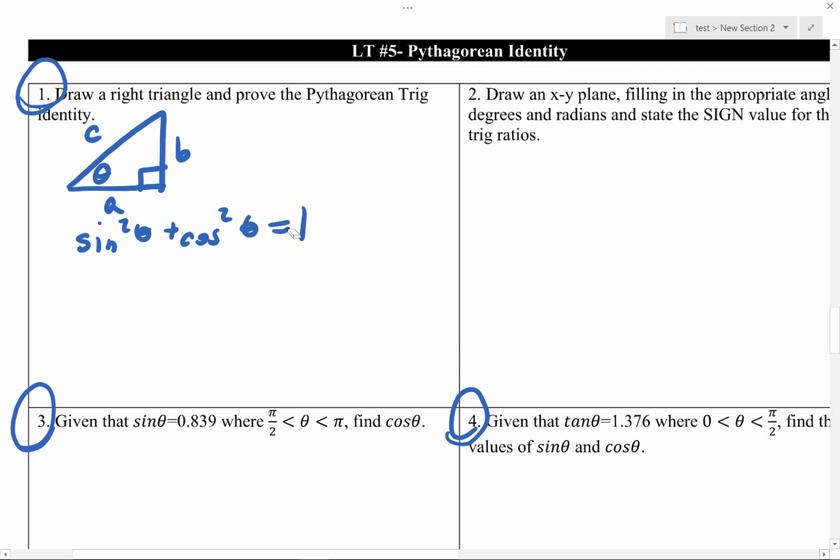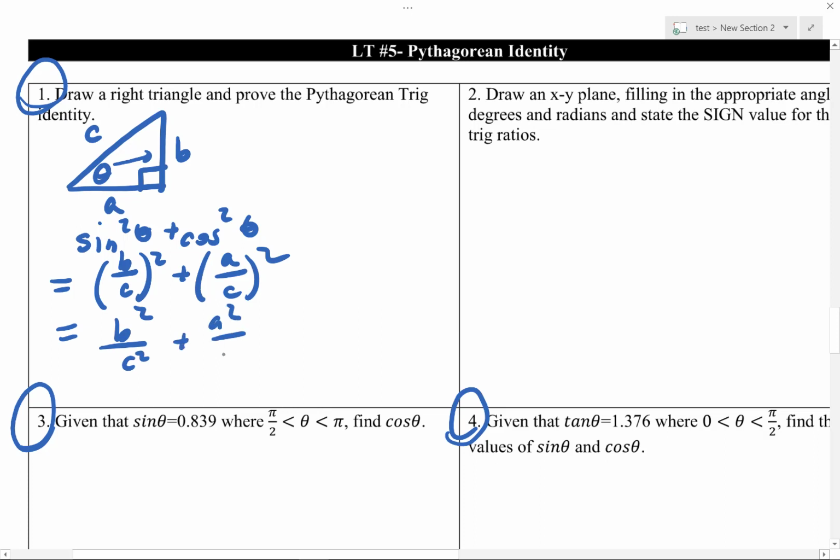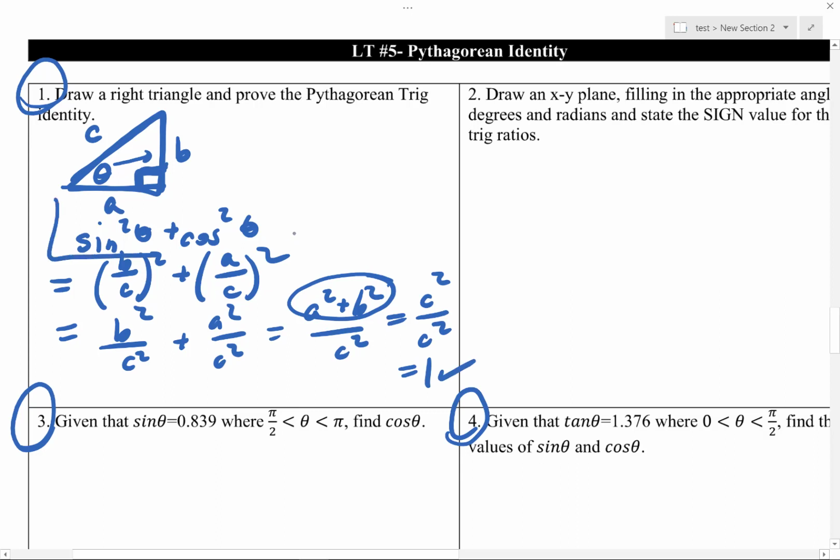So I'm going to start with the left side, sine squared theta plus cosine squared theta. Sine is the opposite over the hypotenuse, and cosine is the adjacent over the hypotenuse. And so we have b squared over c squared plus a squared over c squared, and that's equal to a squared plus b squared over c squared. And note, because it's a right triangle and it satisfies the Pythagorean theorem, a squared plus b squared equals c squared, and c squared over c squared is 1. So indeed, sine squared plus cosine squared equals 1. Check.